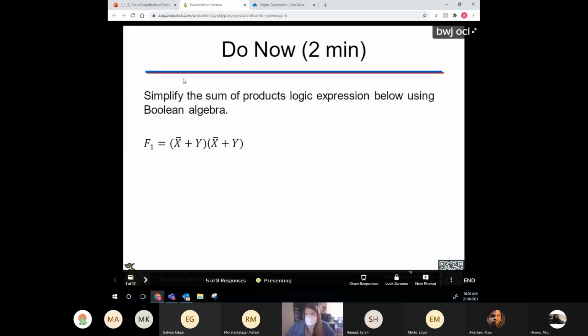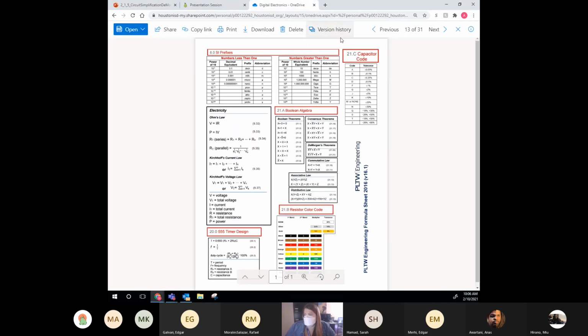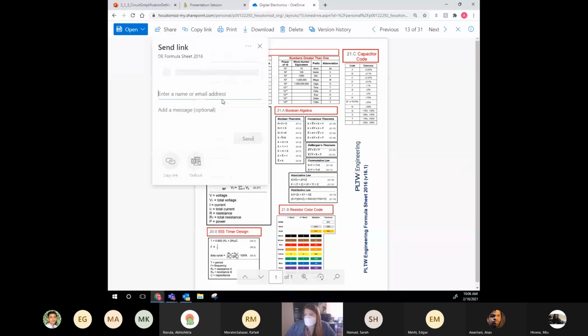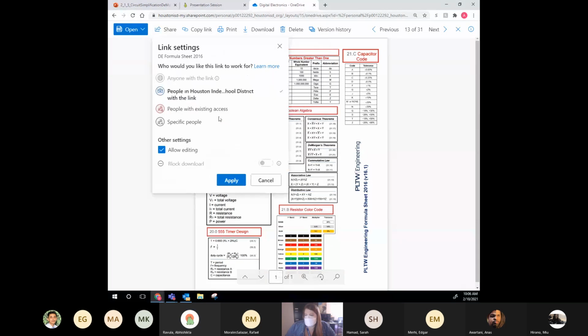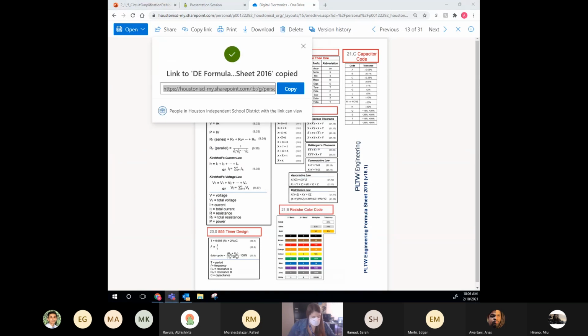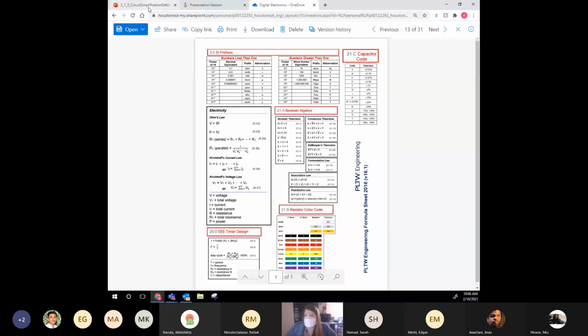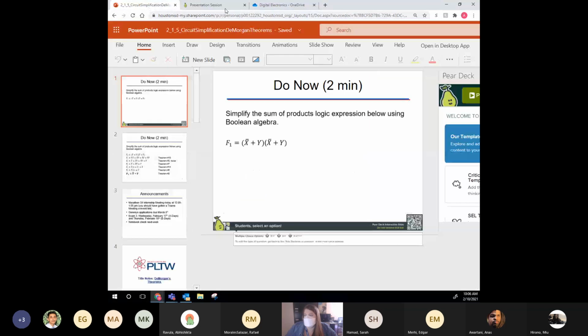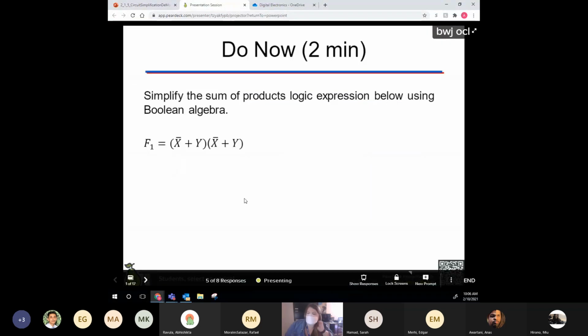And today's first problem, I'm going to send you a link for the formula sheet in case you don't have it. You should have these in your notebook, but there's a reference sheet, so you will need to know the Boolean algebra simplifications. You're going to simplify this sum of products logic expression using Boolean algebra. I just sent the reference sheet in the chat.